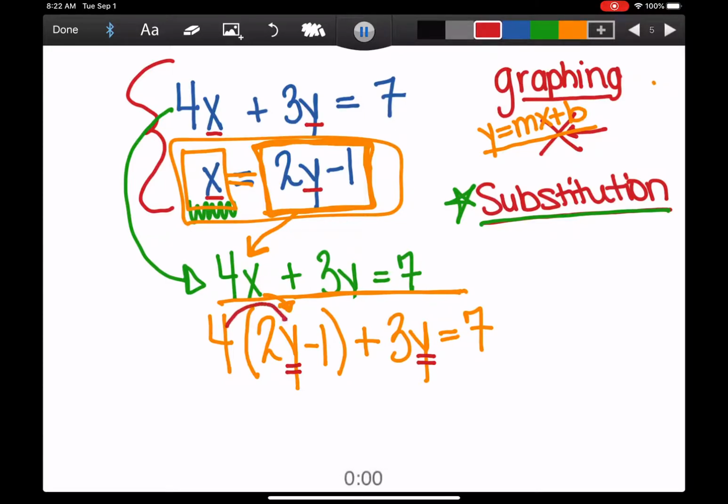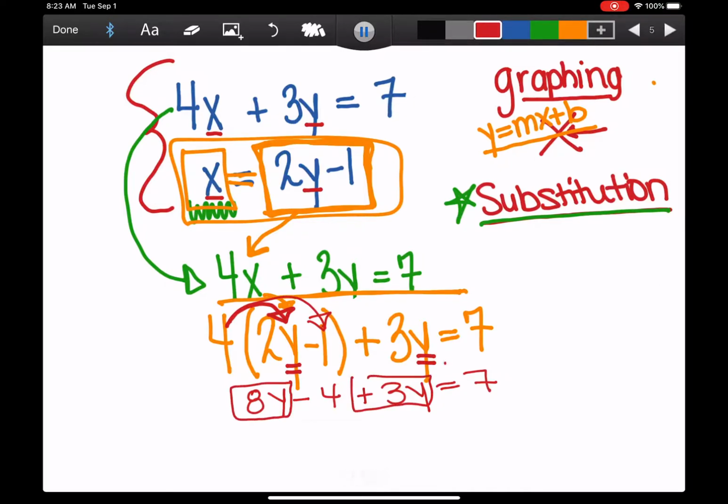So let's do it. I've got some distributive property here. So let's see, I get 8y minus 4, watching the signs, plus 3y equals 7. If you haven't already done this on your own, it's always good to just pause the video and do it yourself, and then watch me go through to check. That's really how you're going to learn. Just watching me do things isn't going to help you learn. So either do it yourself first or follow along in your notebook.